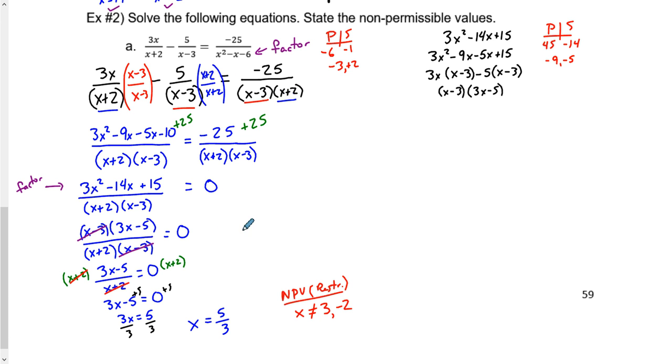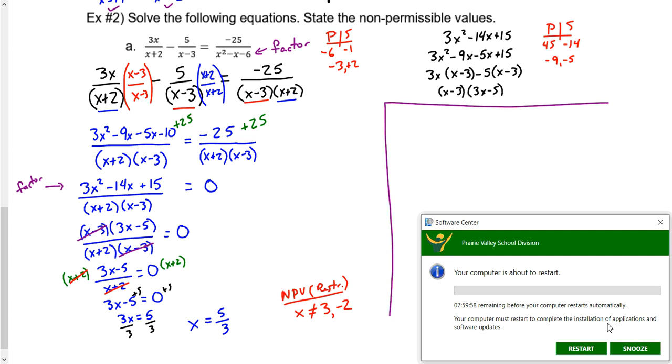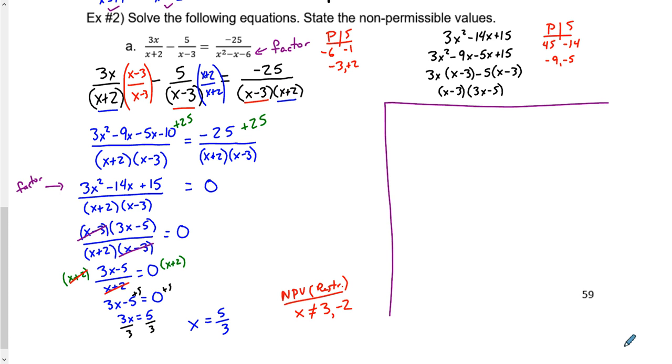So I want to do kind of a side note. If I went back to here, if I went back to this x subtract 3, 3x subtract 5, and the x add 2, and the x subtract 3 equals 0.